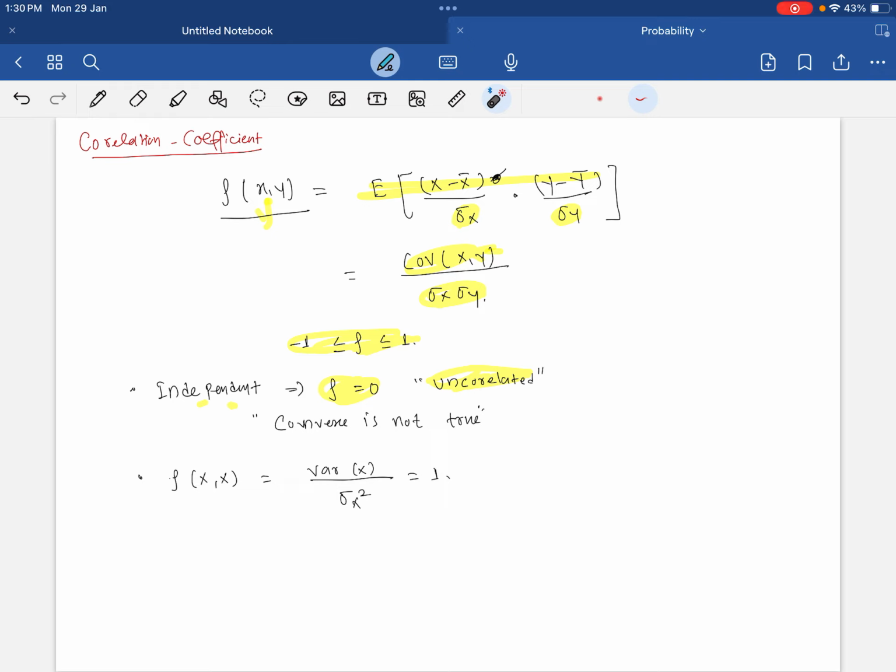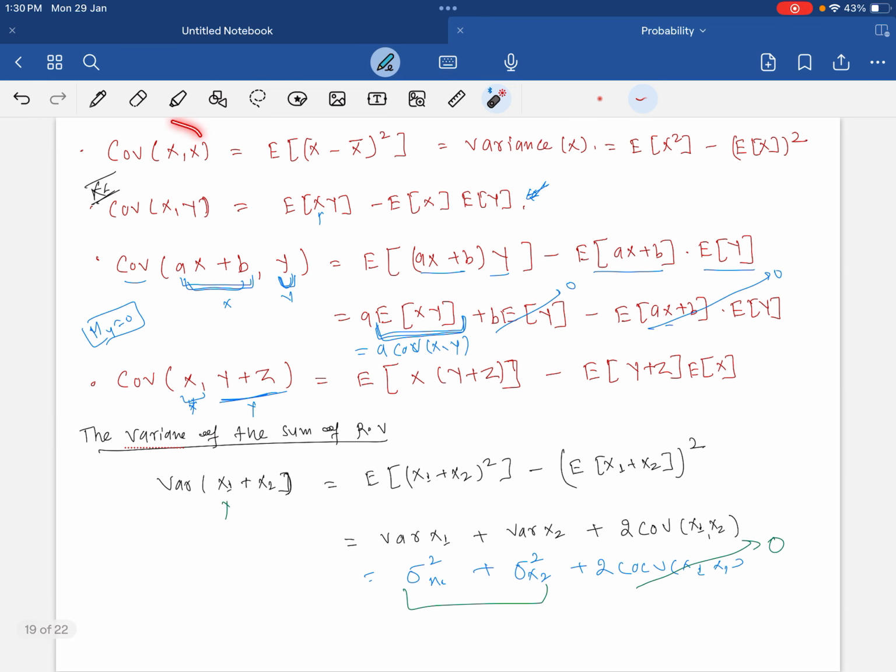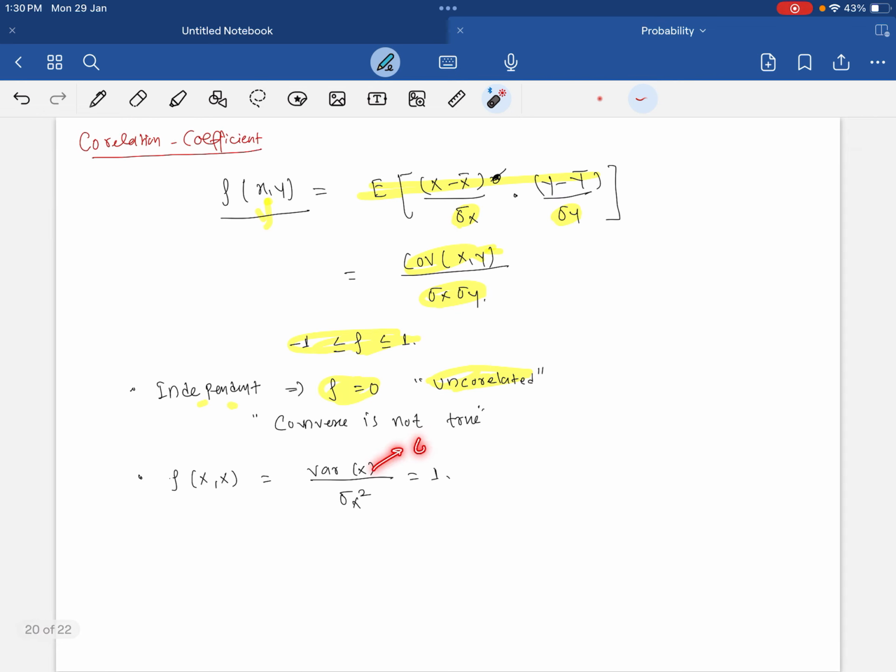Again, if you find the correlation coefficient between the same random variable, that is going to be 1. Because that will be nothing but the covariance of x with x divided by sigma x square, and you have already seen that this covariance is nothing but the variance, which is sigma x square. That will get cancelled, and that will give you 1, right?